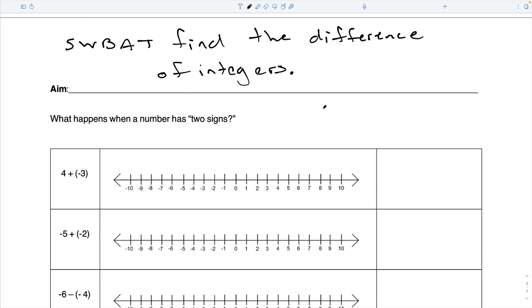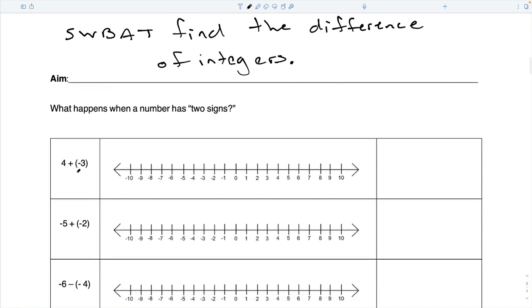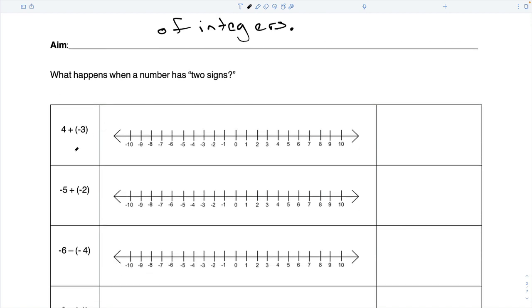Okay, so what happens when a number has two signs? These guys are all not new to you, hopefully. You know how to do this. It's good guys, bad guys. But I want you to get in the habit of doing something in 7th grade you'll see on the CAST. Put your dot on 0. We always start at 0 when we have a number line. And we're going to move over to 4. Put an arrow. Then you have a dot above 4.